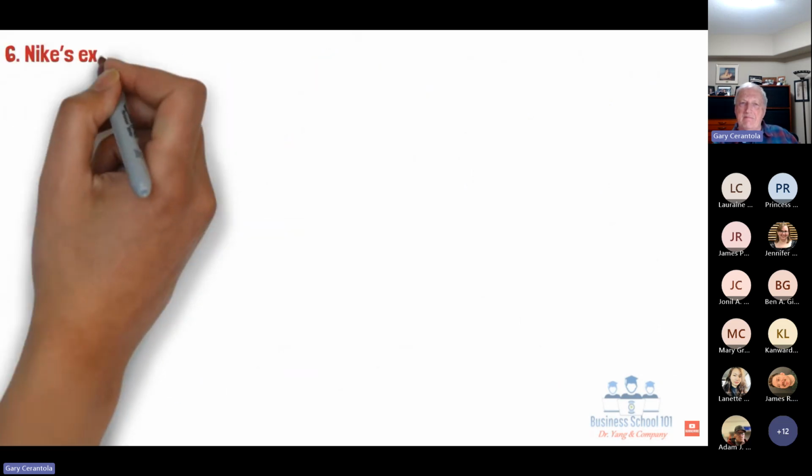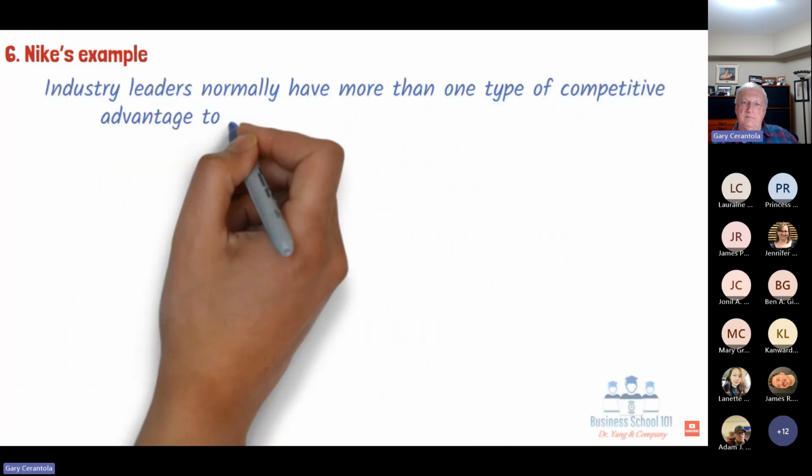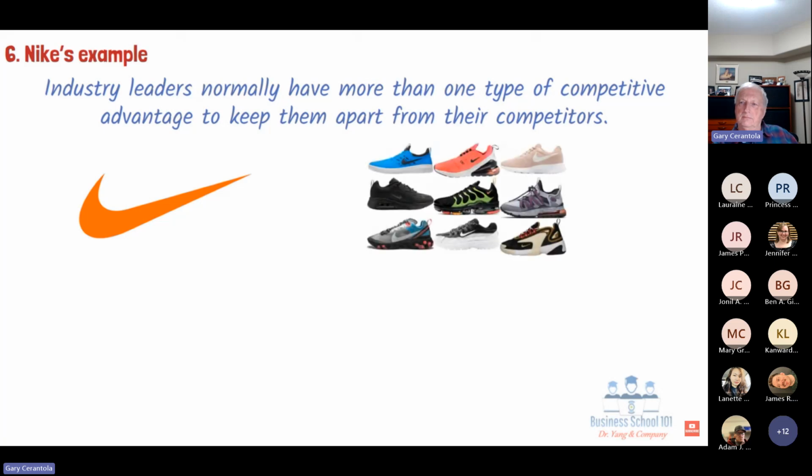Section 6. Nike's example. In the real business world, industry leaders normally have more than one type of competitive advantage to keep them apart from their competitors. Let's use Nike as an example. As we know, Nike has established itself as a leading brand in the sports apparel industry by focusing on product differentiation and branding. Nike's products are designed with advanced technology and innovative features that appeal to athletes and fitness enthusiasts.